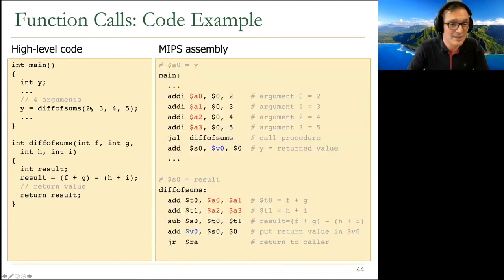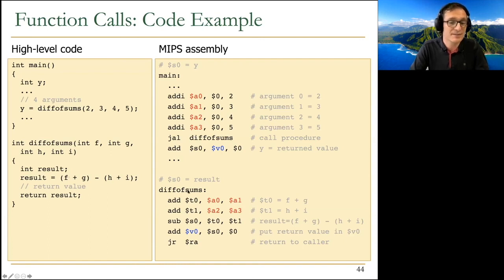So what does the main do? Basically, main sets up the arguments. So remember, this is the convention: A0, A1, A2, A3. Basically, it can pass 4 arguments to the function. And then it sets 2, 3, 4, 5 as those arguments. And then it does jump and link to diff of sums.